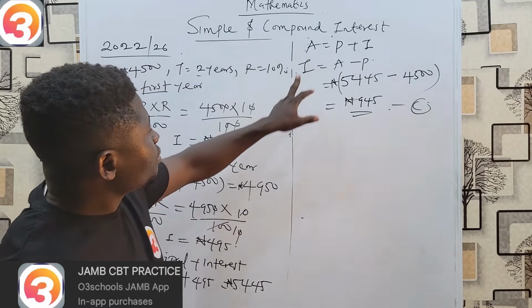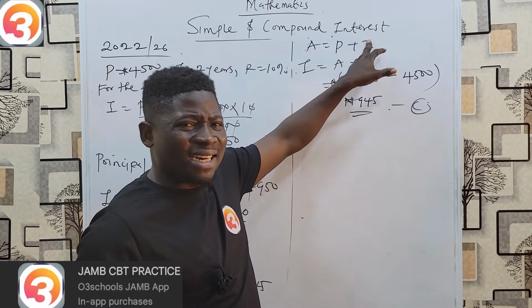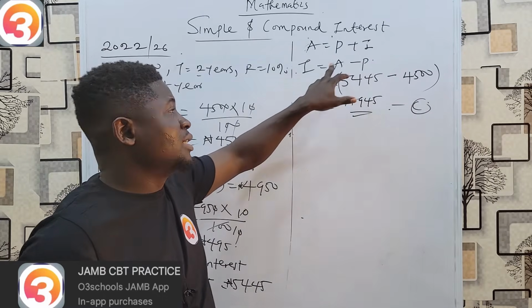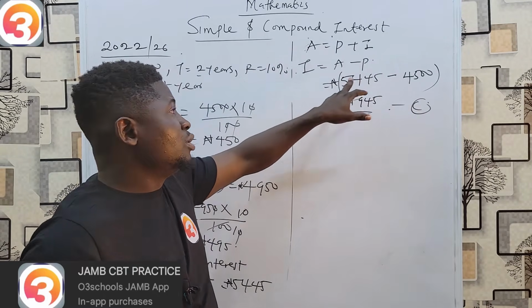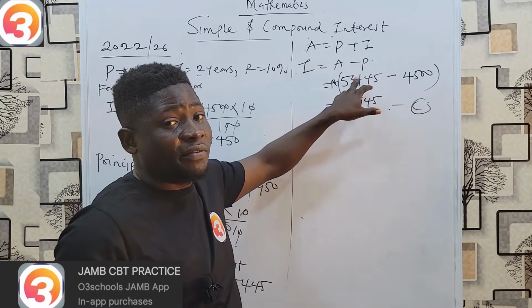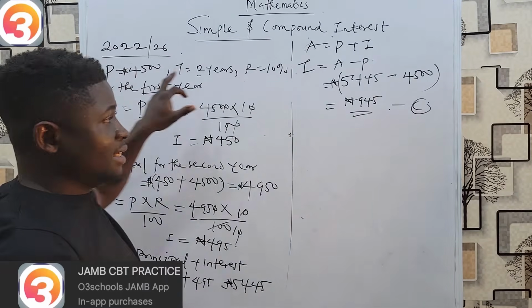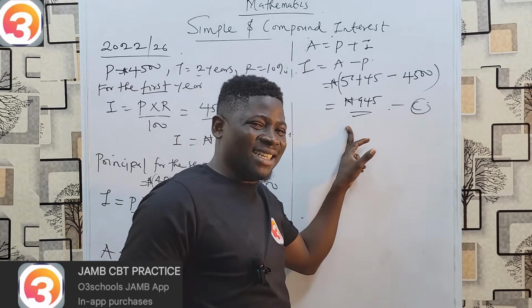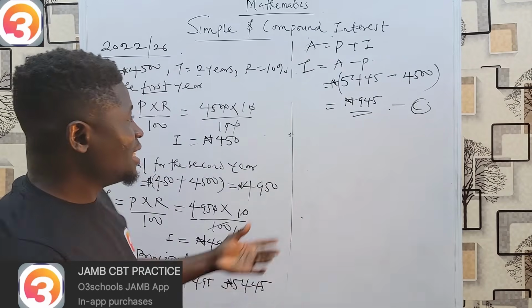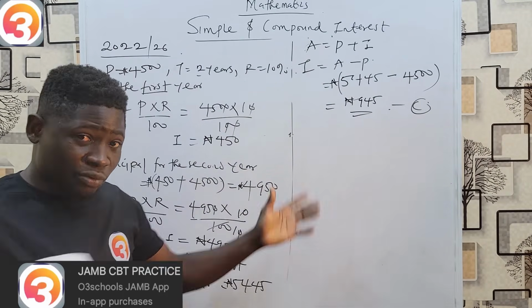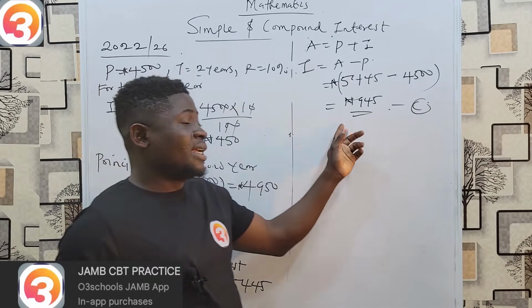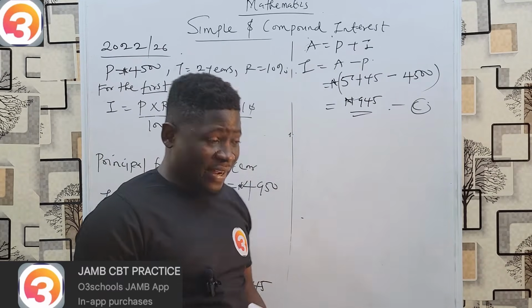All right. So amount is principal plus interest. So that means interest is amount minus principal. So amount is 5,445 naira. What is the initial principal I started with? 4,500 naira. And this gives you a compounded interest, because this interest is not just from 1 year, it's from 2 years. So a compounded interest of 945 naira.